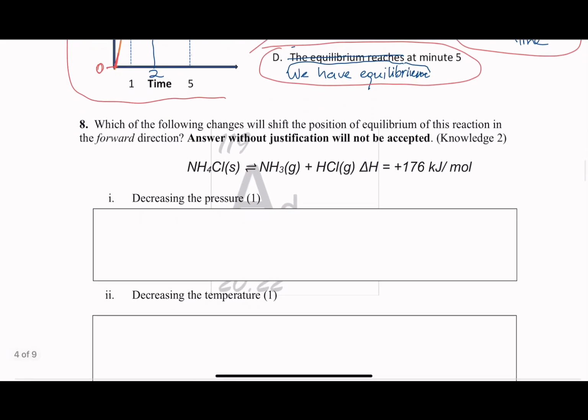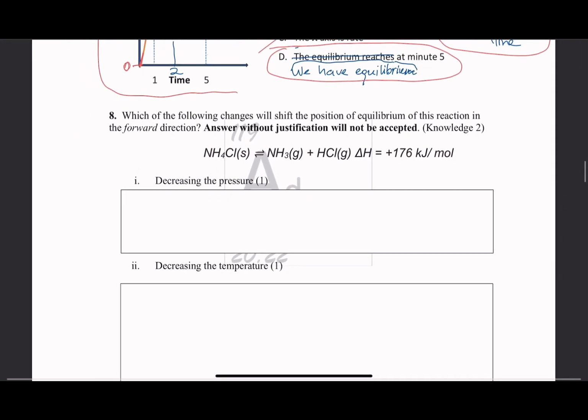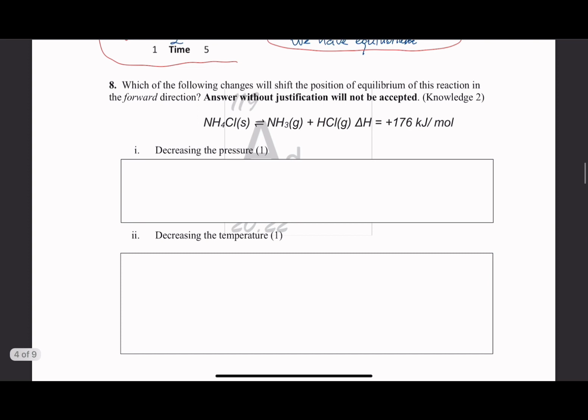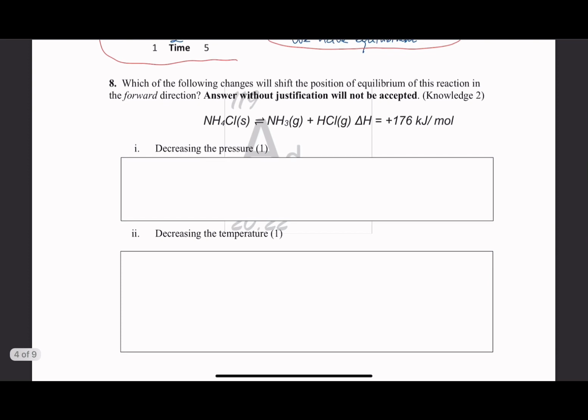So we're going to go into question 8 now. Which of the following changes will shift the position of equilibrium of this reaction in the forward direction? Answer without justification will not be accepted.